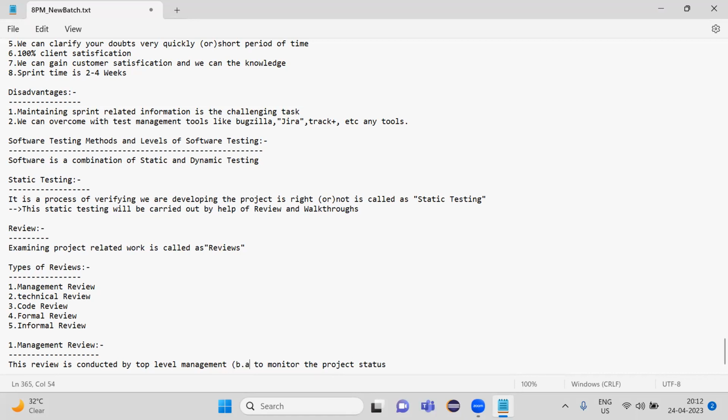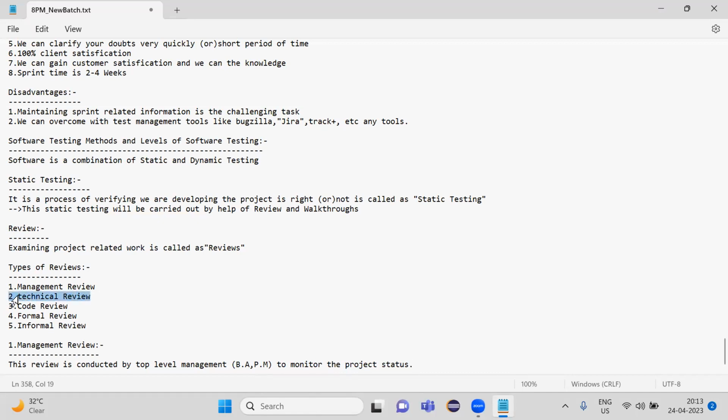One is the business analyst. I am simply writing BA. BA stands for business analyst. PM stands for project manager, not our Narendra Modi. Clear? PM stands for project manager. Who is going to conduct this review, guys? The business analyst and the project manager are going to conduct this kind of review.